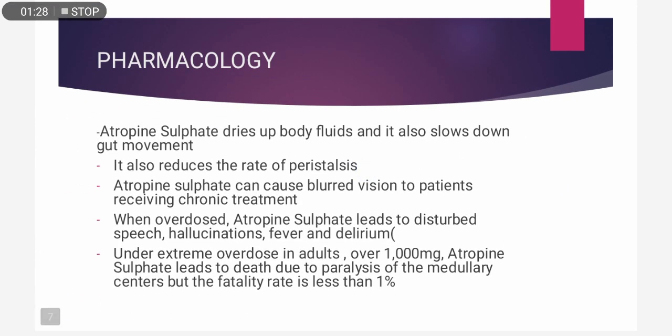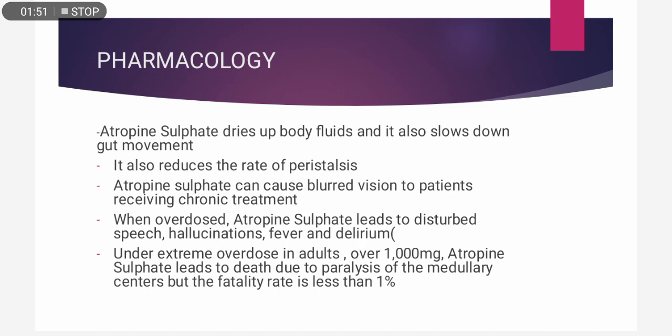Now, going down to the pharmacology of atropine sulfate. Atropine sulfate dries up body fluids and it also slows down gut movement. It also reduces the rate of peristalsis, and peristalsis is a process whereby food moves down the gastrointestinal tract.